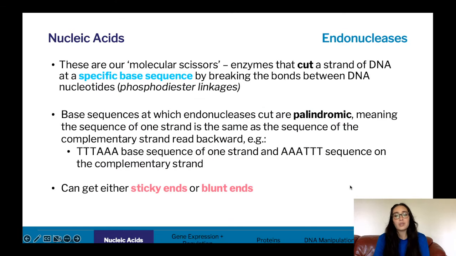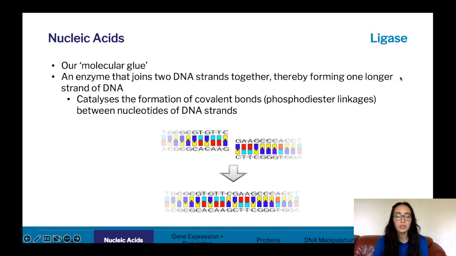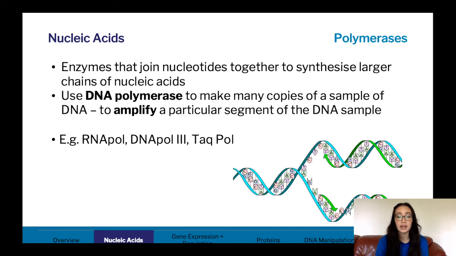Endonuclease is a molecular scissors which cuts DNA at specific sequences, and they're palindromic, meaning they cut where the sequence is the same forwards and backwards. You can get either sticky ends or blunt ends. This is blunt ends. This is sticky ends, where it's got those overhanging segments. What is ligase? Molecular glue, which joins those nucleotides together.